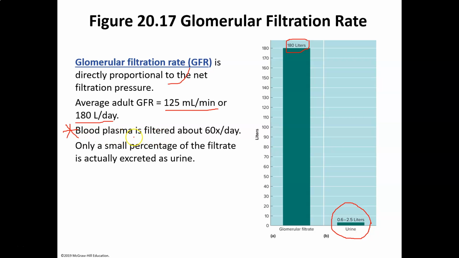You are filtering your blood 60 times a day. That's how important it is for your kidneys to look at your blood to see what's in there. And only a very small percentage of that is actually excreted as urine. So that's the beauty of the kidneys. It sees a lot of blood many, many times a day and only sends out the necessary quantity of urine so that you don't become dehydrated because you're peeing out too much.